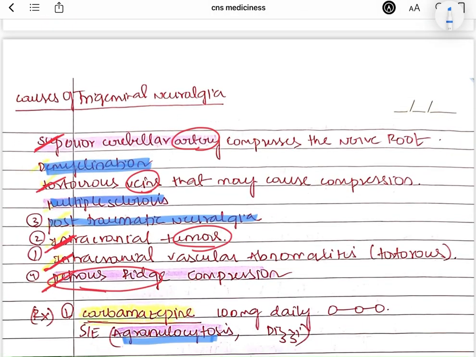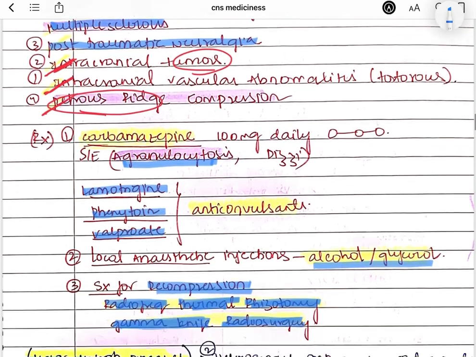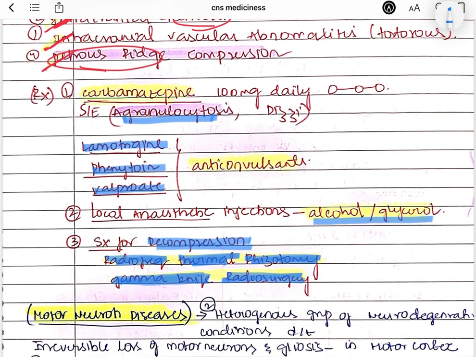The causes are artery, veins, tumors and bone, which will compress this nerve. Along with that, you have to remember 3 more things: demyelination, multiple sclerosis and post-traumatic neuralgia. For treatment, carbamazepine and anticonvulsants like lamotrigine, phenytoin and valproate. Local injections into the nerve like alcohol or glycerol can be injected along this mandibular division, and also surgery for decompression if it is because of petrous ridge compression or an artery compressing it. You can surgically decompress it by radiofrequency thermal rhizotomy and gamma knife radiosurgery.